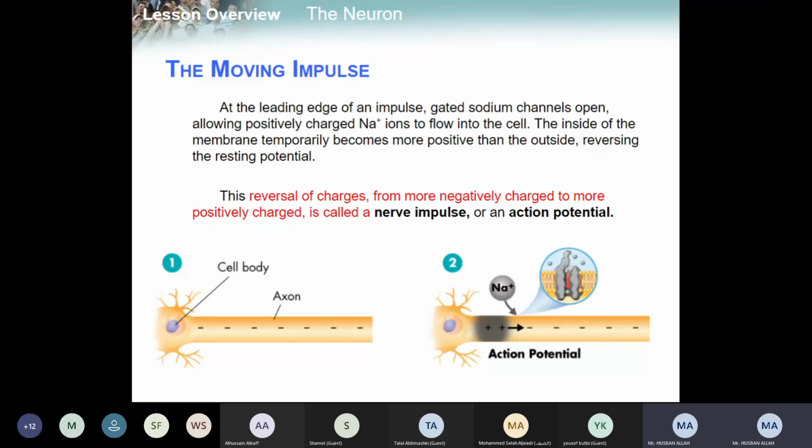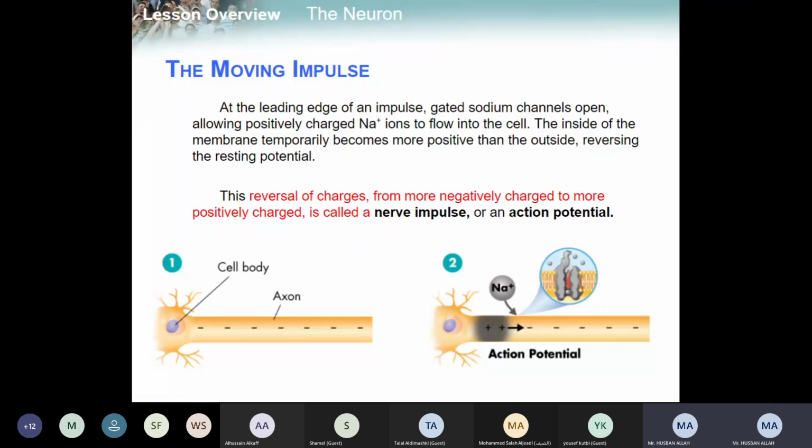Let's suppose it is stimulated for sodium ions. It will open the sodium ion channel present in the cell membrane, and it will allow the sodium ions to enter the cell. The inside of the membrane temporarily becomes more positive than the outside. So for this reason, the inside of the membrane, just for a short period of time, temporarily, becomes positive.